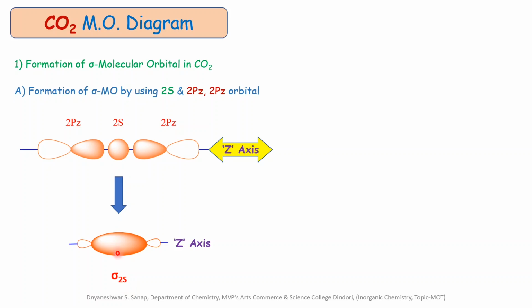That is, the sigma bond is formed by using the 2s atomic orbital of the carbon atom and the 2pz atomic orbitals of the oxygen atoms. Similarly, the second sigma bond of the carbon dioxide molecule is formed by using the 2pz atomic orbital of the carbon atom and the 2pz atomic orbitals of both oxygen atoms. In the first case, the 2s atomic orbital is used for one sigma bond, and in the second case, the 2pz atomic orbital of the carbon atom is used. That means the two sigma bonds are formed by using different atomic orbitals from the carbon atom.